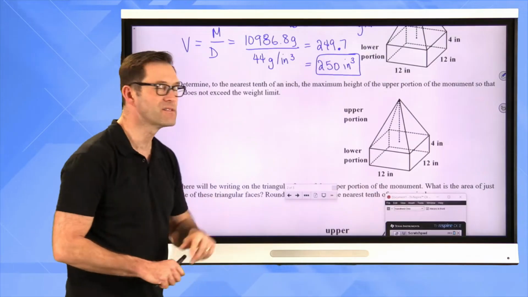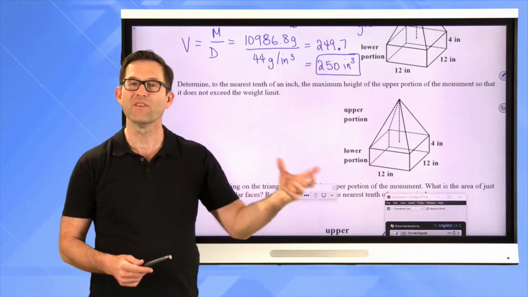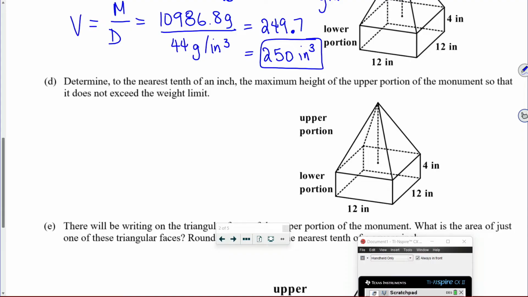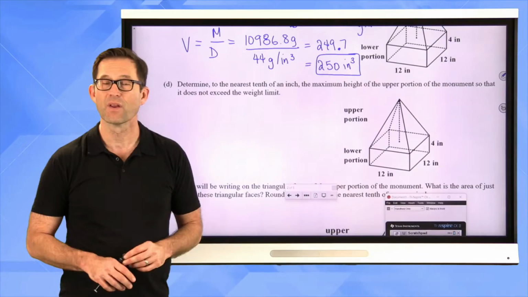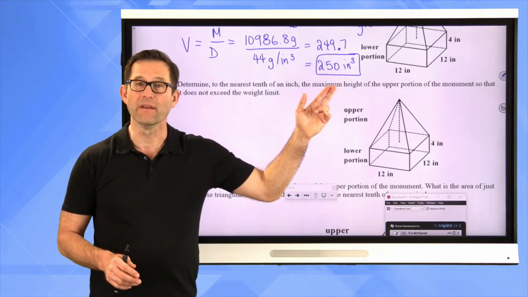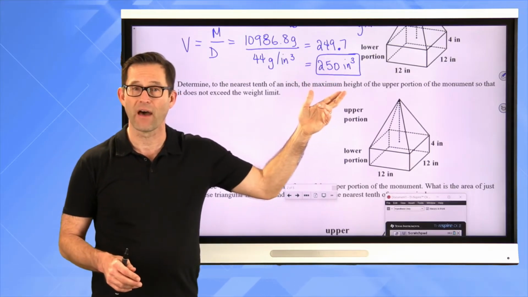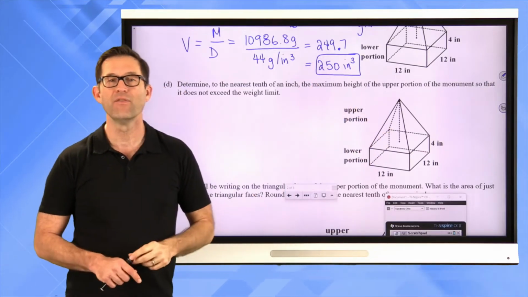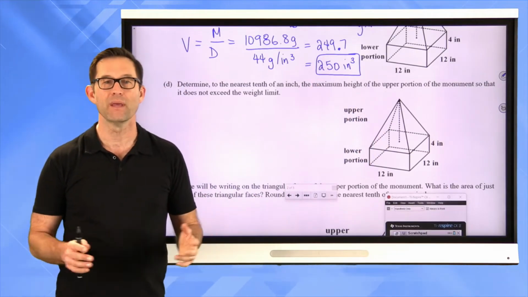All right, so now let's take a look at letter D. We've got to design this thing, and we're missing an important piece. Letter D: determine to the nearest tenth of an inch the maximum height of the upper portion of the monument so that it does not exceed the weight limit. Awesome. Well, this is the maximum volume we can have. See if you can use that to figure out what the height of the pyramid portion can be.